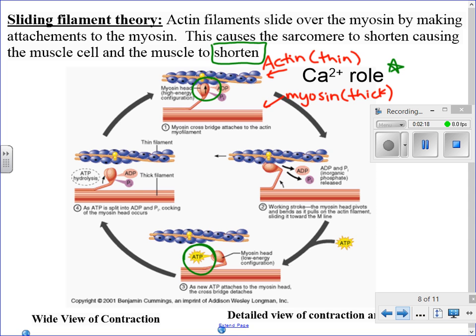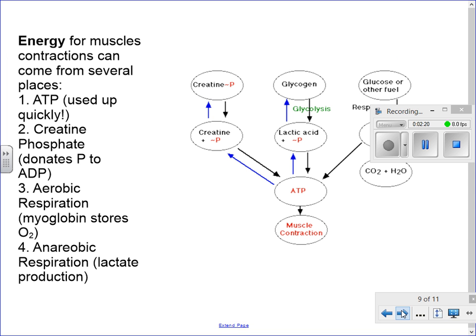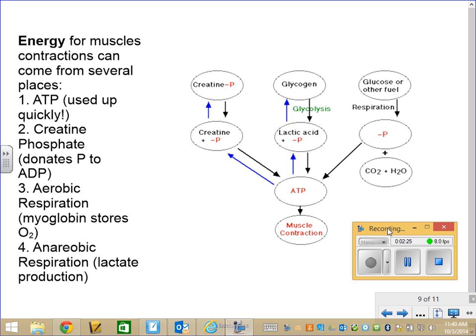So we just need to add one more thing. And this is, where does energy come from for muscle contractions? You'll notice that I have a diagram on the right and then some words on the left. They're both saying the same thing. If I'd like to know where the energy comes from, there are a few sources, a few reactions that can provide energy for muscle contractions. The first one is ATP.